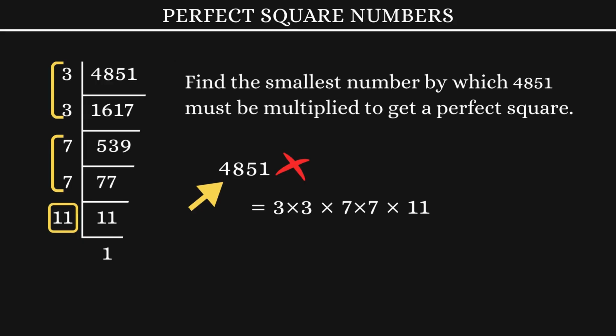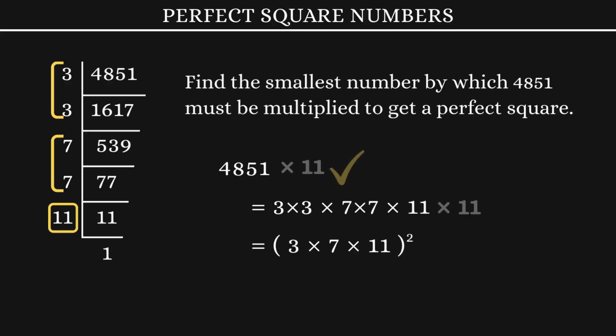To make it a perfect square, we can multiply this number with 11, in which case a pair of 11 will also be the factors. And what results is 3 into 7 into 11, the whole squared, which is a perfect square. So the answer for our question is 11.